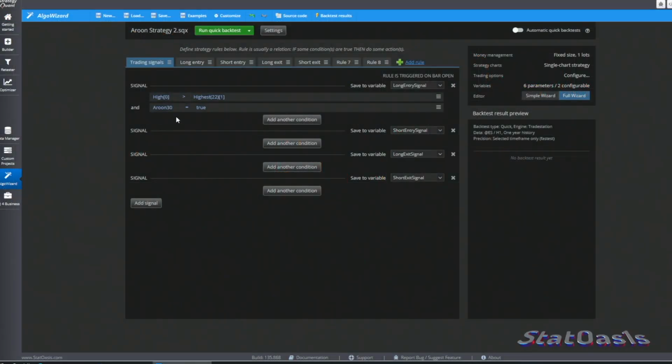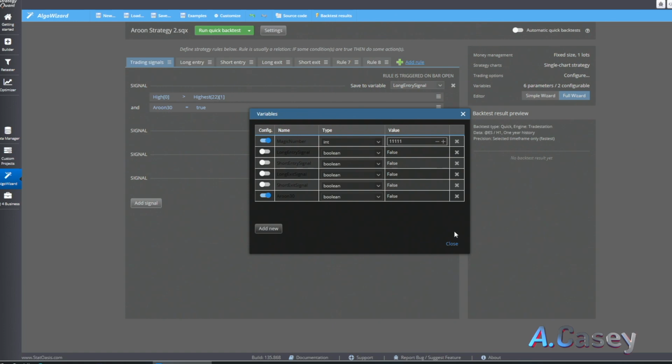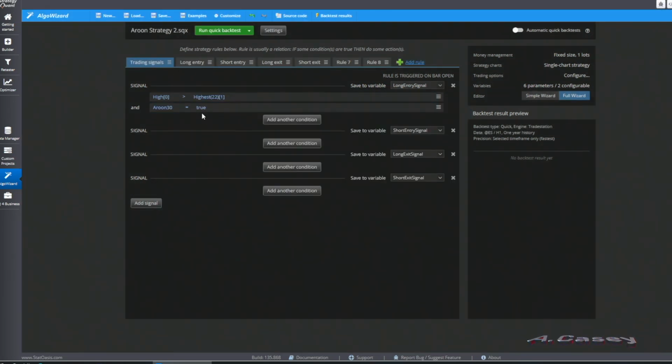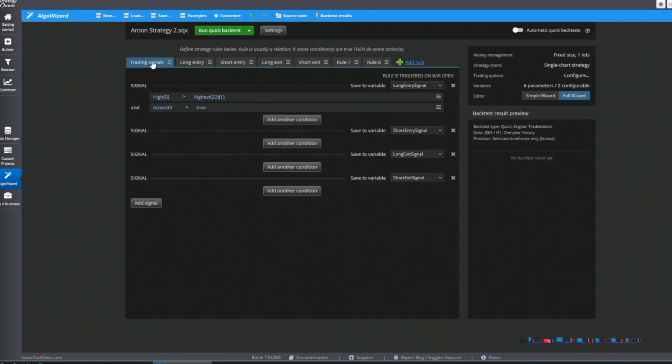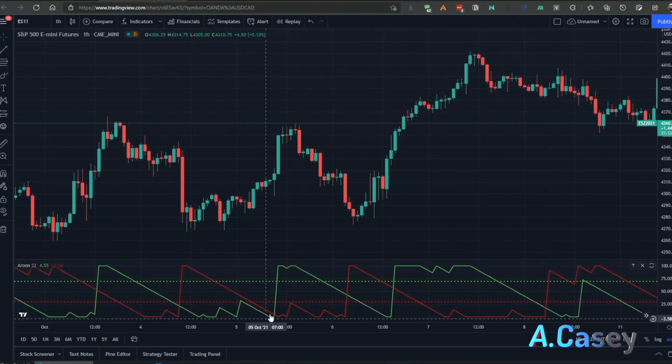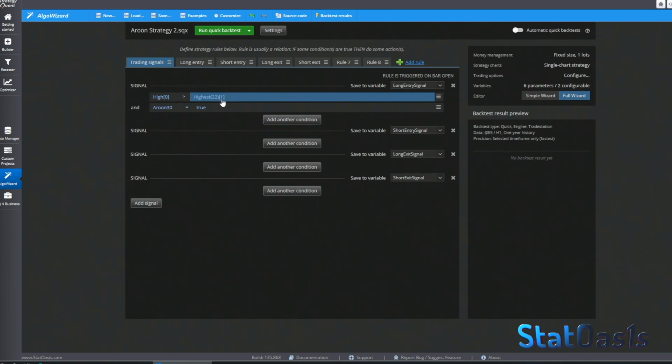So in StrategyQuant X, I built a variable, just a true false. So I called it Aroon 30, and you can add it here. So this is Aroon 30. It's a Boolean variable. So by default, it's false, and it will only become true when both signals go under 30. And then of course we reset it when both signals go above 30. So that is my condition. When both of them go below 30, then I look for a breakout. And I'm looking for the breakout as the high greater than the highest high of the past 22 bars, as I'm using also the Aroon of 22 bars.